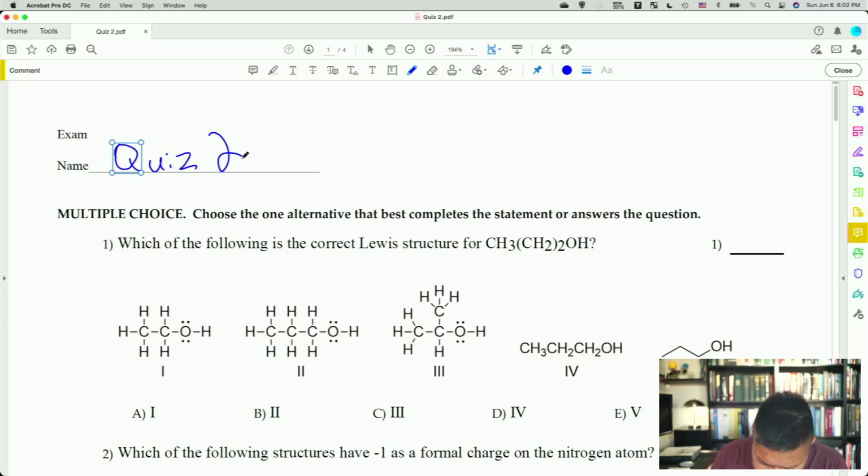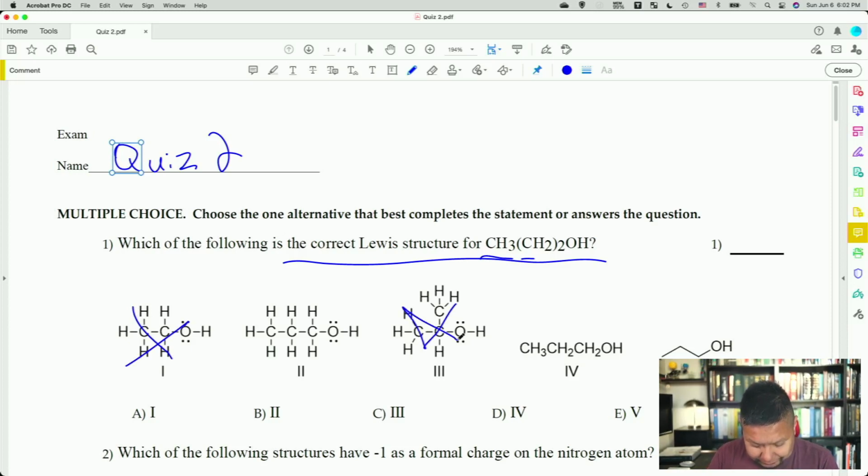And let's go to the first question here. Which of the following is the correct Lewis structure for that formula there, right? Well, this is pretty easy. First thing we need to see here is that we have a methyl group connected to two CH2s, so that's like 3 carbons in a row with hydrogens on them, right? Well, can't be this one because that one only has 2 carbons in a row, okay? And again, can't be that one because that one only has 2 carbons in a row. So which one is it then?